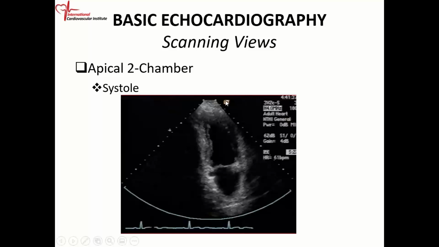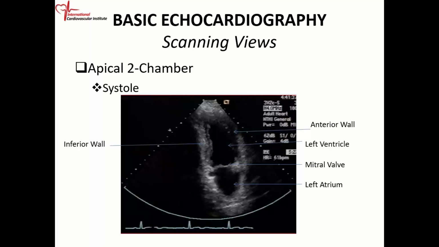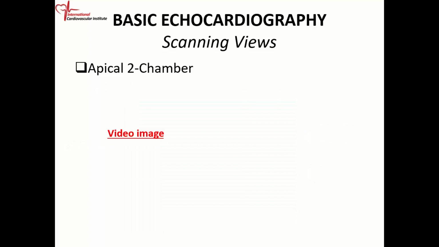But you have to know the structures that make up this two-chamber view. Again, your transducer probe is right there. Remember, the probe is right at the apex of the heart. So this is what we'll call the inferior wall, and this is the anterior wall of the heart, and the apex is right there. So this is the apical two-chamber view: anterior wall, LV cavity, the mitral valve, left atrium, inferior wall.